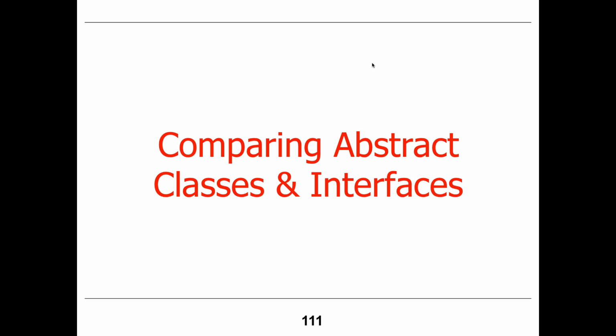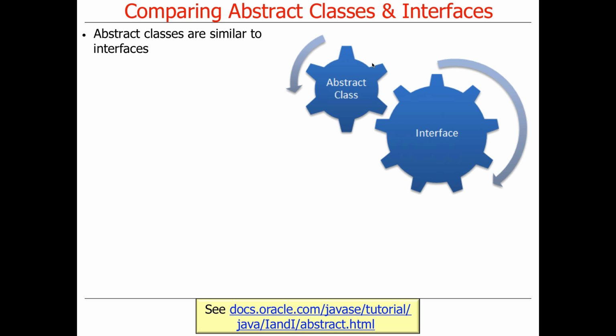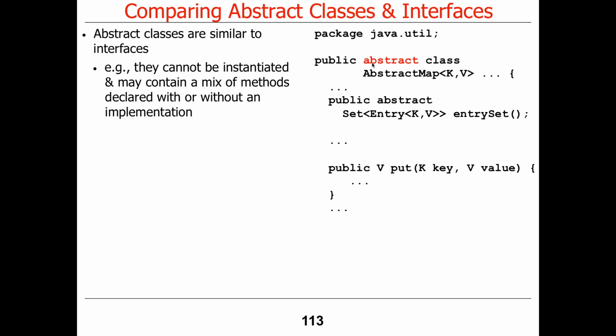All right, so here are some things that you ought to be able to do. This is good quiz fodder. How do you compare and contrast abstract classes versus interfaces? What are the similarities? What are the differences? Abstract classes have some things in common with interfaces. For example, you can't instantiate an abstract class just like you can't instantiate an interface.